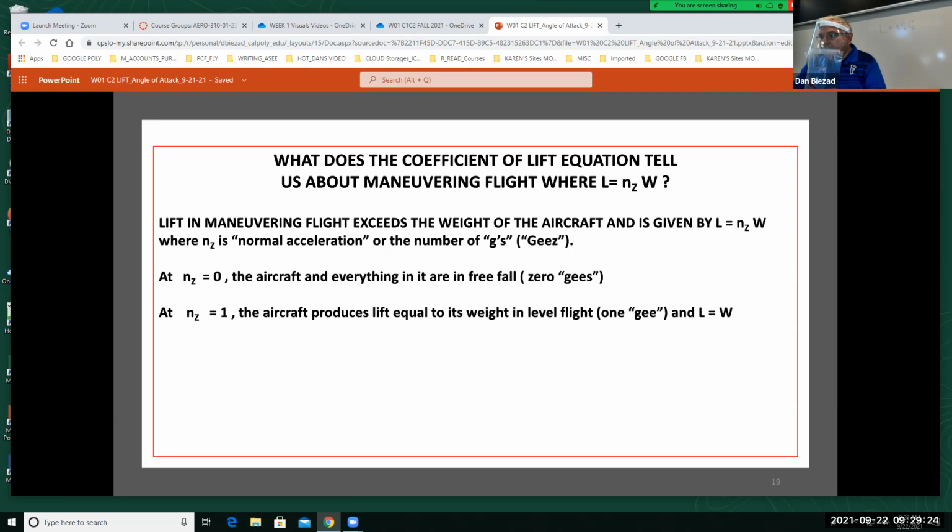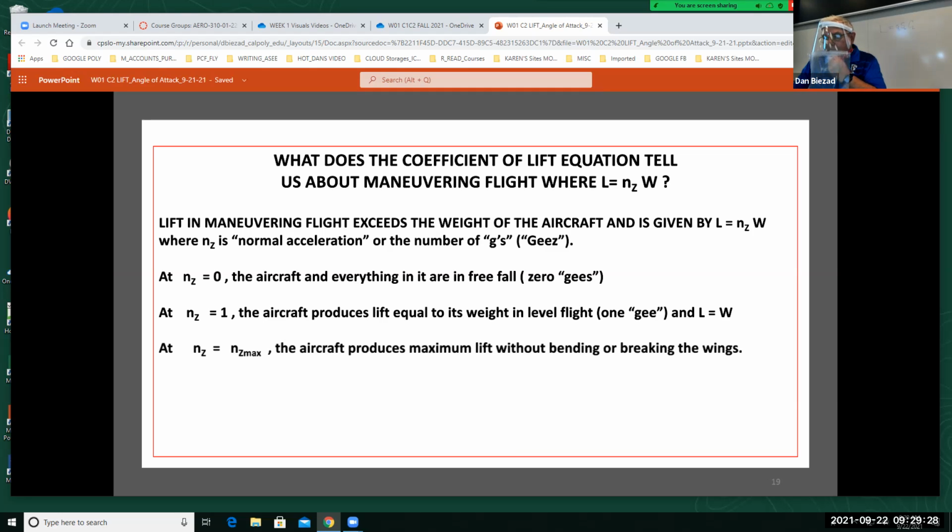At 1G, lift equals weight, and you're pulling your aircraft weight, equilibrium flight. At maximum G's, that's the maximum lift you can put on the airplane without bending or breaking the wing. So how would I break the airplane? How can I break this airplane? Well, there's an airspeed that allows me to pull maximum G's. That's called maneuvering speed. At maneuvering speed, typically it's 3 times the 1G stall speed.